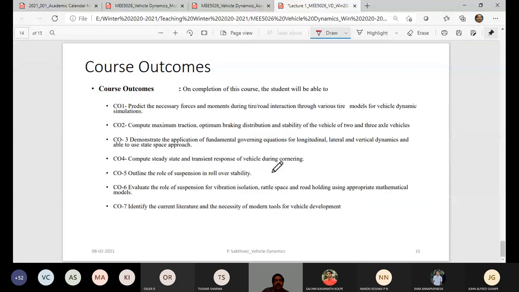So the outcome here is you would be able to predict the necessary forces and moments during tire road interaction through various tire models, some of the tire models in our course. And then you'll be able to compute maximum traction and optimum braking distribution, very important from the stability point of view, on two-axle as well as three-axle vehicles. And you'll be able to demonstrate the fundamental governing equations of all these aspects that we have been discussing in brief with an application of the state space approach.